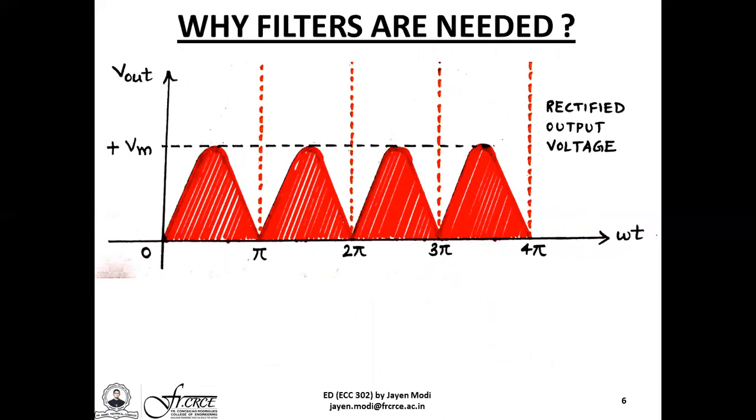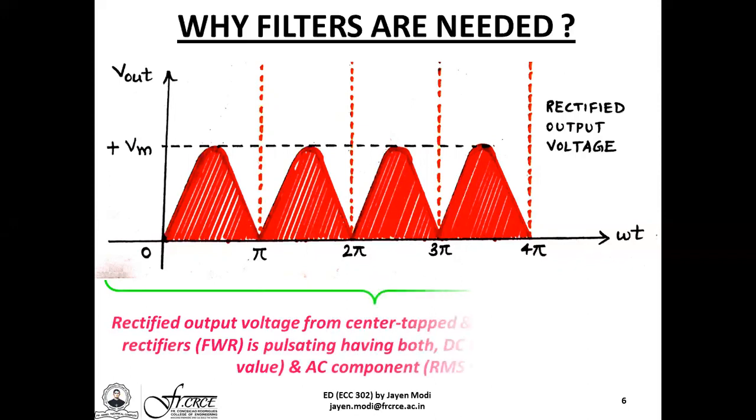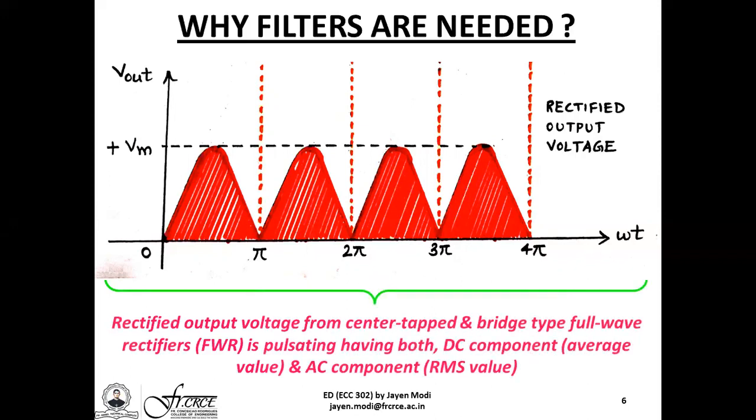The value is also going down to 0 at the instants origin, pi, 2 pi, 3 pi, 4 pi, etc. So what you basically get is nothing but a pulsating DC output voltage from the output of any full wave center tapped or any full wave bridge type rectifier circuit. So the rectified output voltage is pulsating, having both a DC component given by the average value as well as an AC component given by the RMS value.